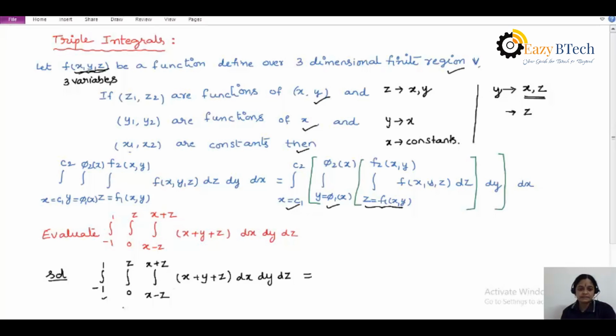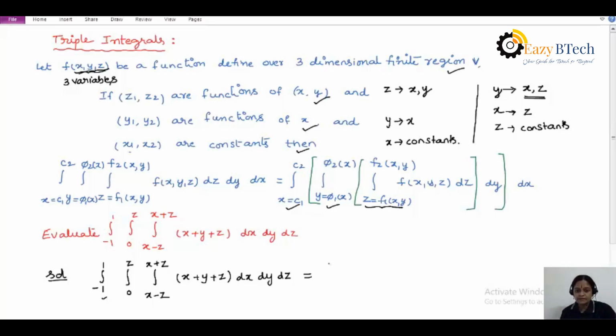Then the second integration is given as 0 to z. That means 0 to z is a variable limit, so these are the x limits. And the last limits are constants, as given in the question. The first limits are y limits, the next limits are x limits, and the last limits are z limits. There is no chance to choose in another way.